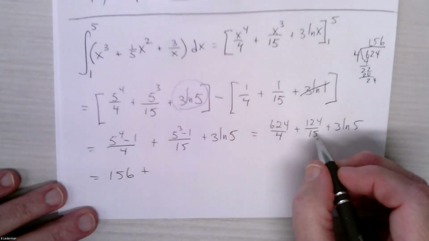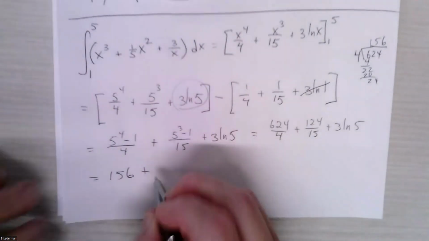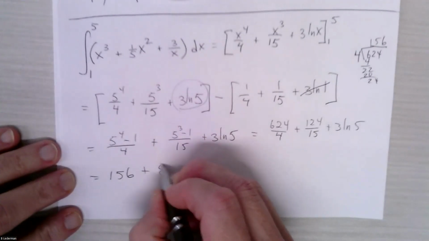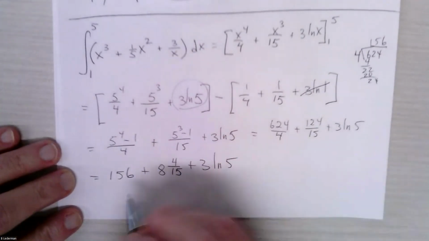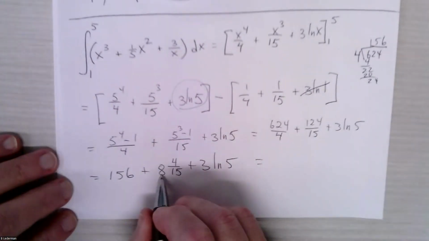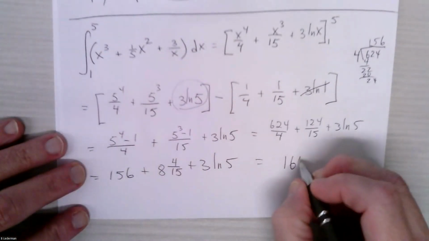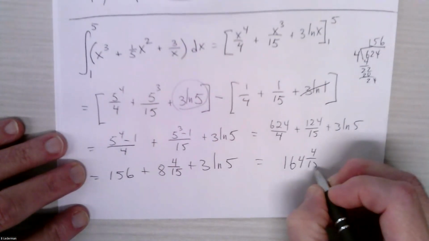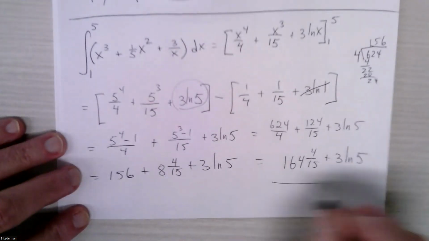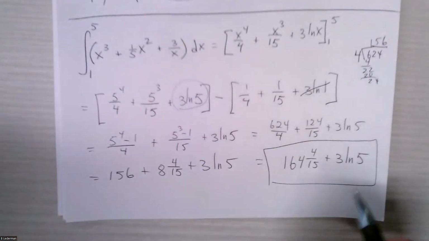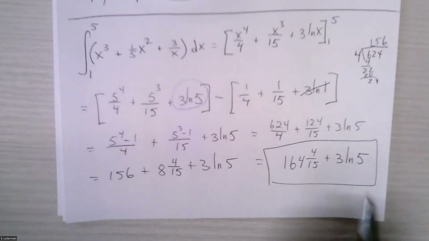So that's going to be 8 and 4. 15 times 8 is 120 plus 4. Yeah, so that's 8 and 4/15 plus 3 ln 5. And finally, just to make it a little bit nicer, 156 plus 8 is 164. 164 and 4/15 plus 3 ln 5, and that is the answer. And that's my answer, and I'm sticking to it. So there you go, 164 and 4/15 plus 3 ln 5.